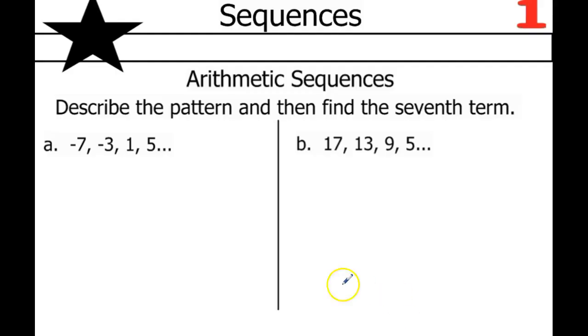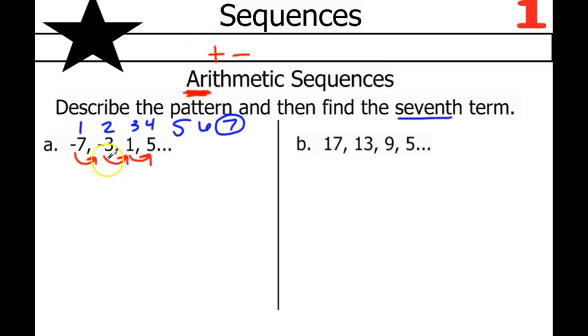So let's first look at arithmetic sequences. It says describe the pattern and then find the seventh term. So for example, this is the first term, second term, third term, fourth term. So we need to find the seventh term out here. So first let's figure out the pattern. From -7 to -3 to 1 to 5. I know I'm going up, and they told me these are arithmetic sequences, meaning I'm adding or subtracting. Think of A for adding, and that'll help you remember those ones.